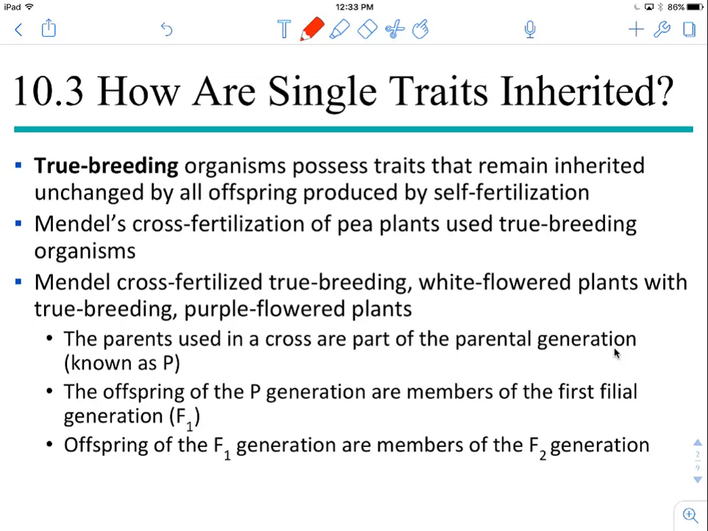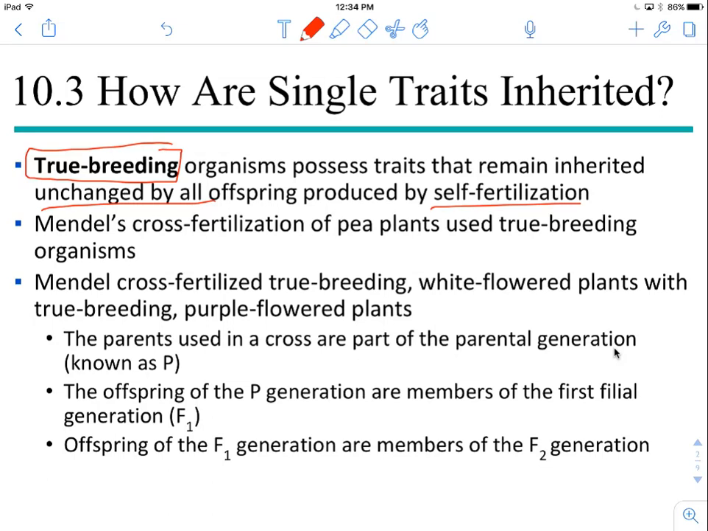Mendel started all his experiments with organisms that were true breeding. And what that means is that if they're allowed to self-fertilize, which is kind of how pea plants normally do it, they will only produce organisms that have the same traits. So the traits will remain unchanged in the offspring. So if you have a purple plant with purple flowers, if you let it self-fertilize, it will only produce plants with purple flowers. Okay, so that's an example of a true breeding plant.